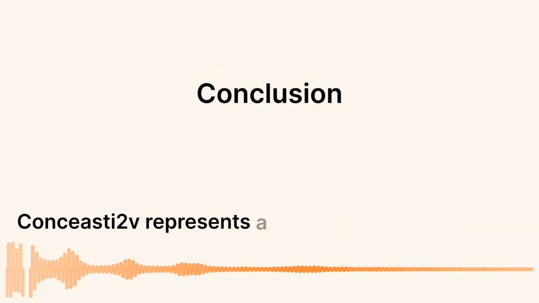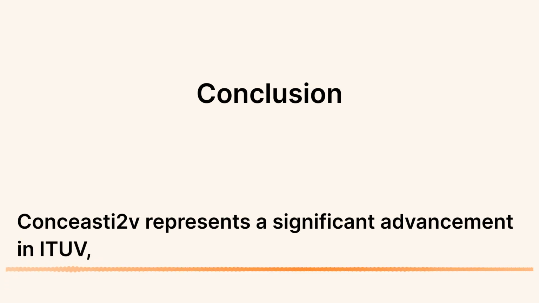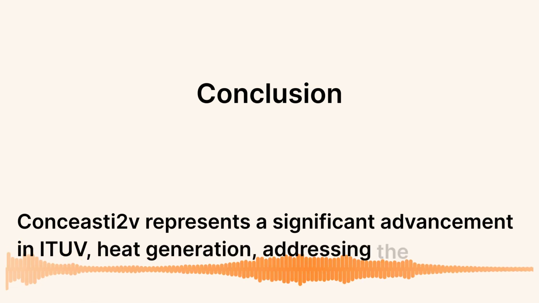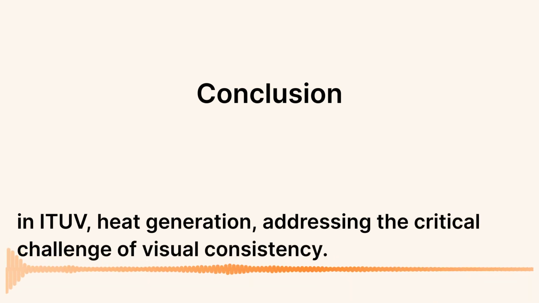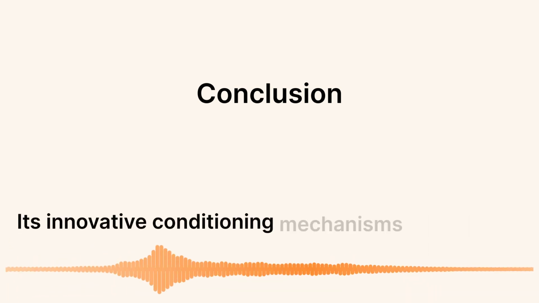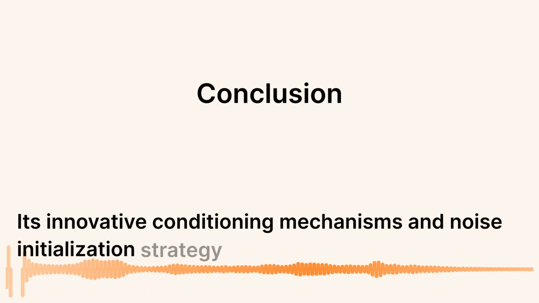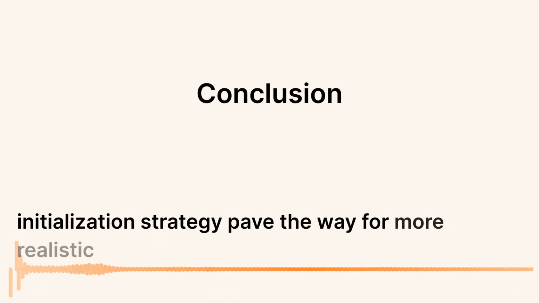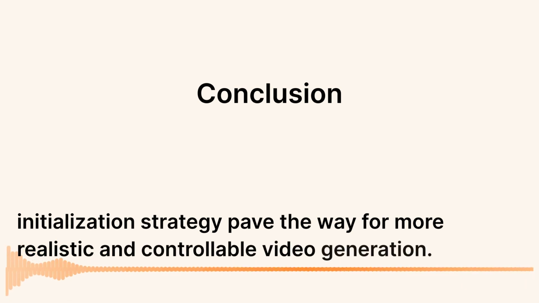ConsistI2V represents a significant advancement in I2V generation, addressing the critical challenge of visual consistency. Its innovative conditioning mechanisms and noise initialization strategy pave the way for more realistic and controllable video generation.